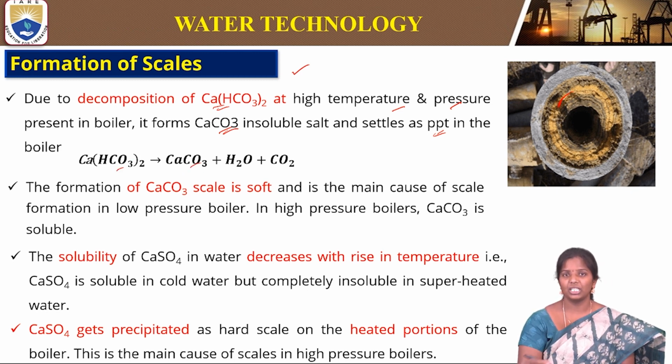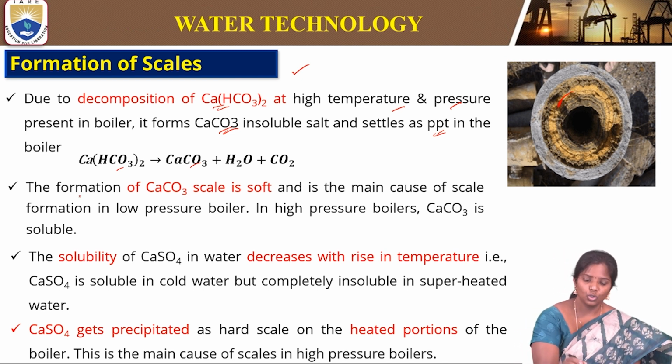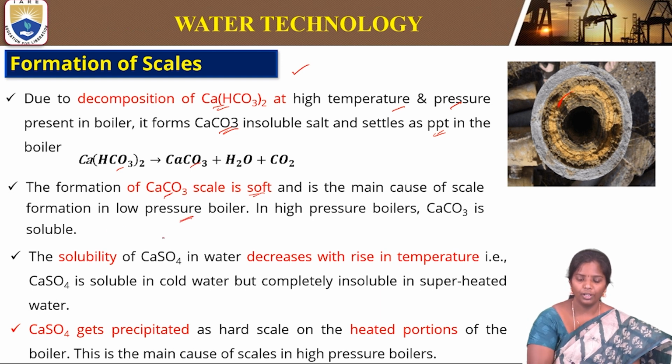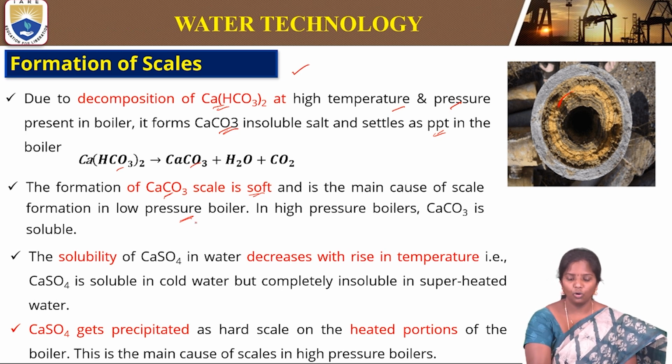For example, we have seen the boiling technique for the removal of temporary hardness, wherein bicarbonates are converted to carbonates that can be removed as precipitate, like through filtration. But in boilers, if the same reaction takes place, the bicarbonates converted to carbonates get accumulated in the boiler itself. That will really affect the boiler operation. The calcium carbonate scale is soft, and it is the main cause of scale formation in low pressure boilers.